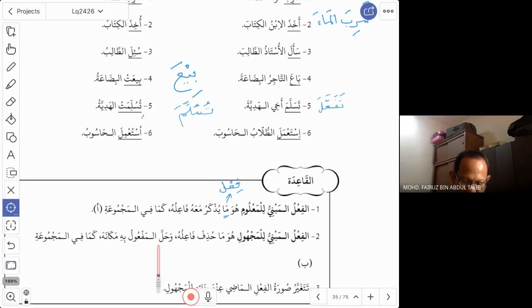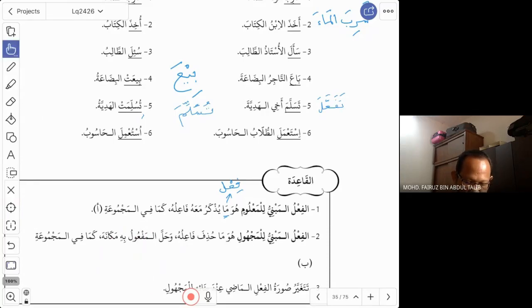We will see this in another topic. Halal maf'ulu bih makanahu, where the maf'ul bih will take its place. Halla means to take a place, to take its place. So here it means that the fa'il is removed. You don't mention the fa'il. Instead, you just mention the maf'ul bih.